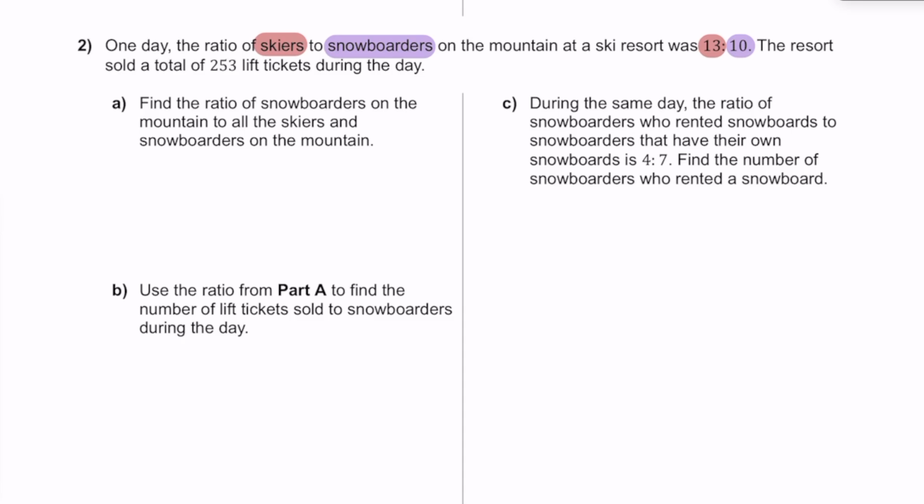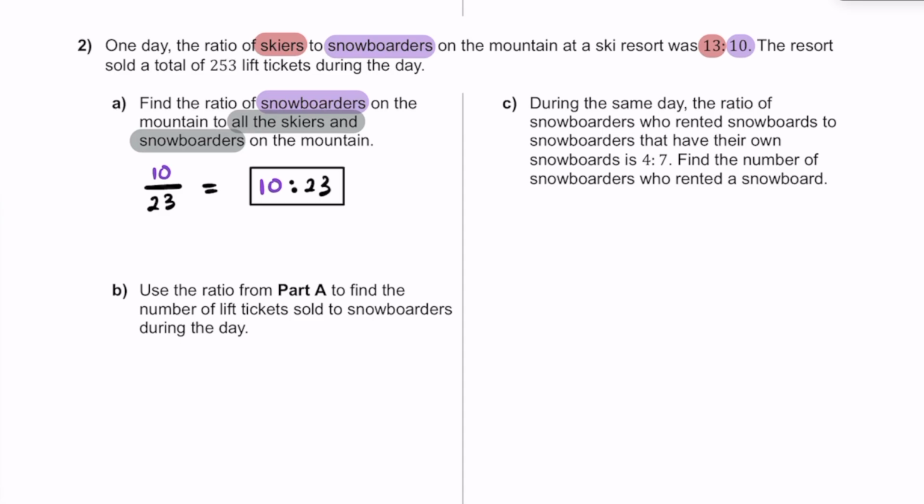And what's this first part saying? It says find the ratio of snowboarders. Now, we're going to find the ratio of those snowboarders to what? It says to all the skiers and the snowboarders on the mountain. So we're not just finding the ratio of snowboarders to skiers or anything like that. It's going to be snowboarders to everyone. So if there were going to be 10 snowboarders, then how many total people would there be? Well, 10 plus 13 is going to be 23 here. So that would be our ratio. So you could just write it like this in fraction form, or you could write it, if you wanted to, using a colon form or using the words. But this would be just a 10 to 23 ratio.